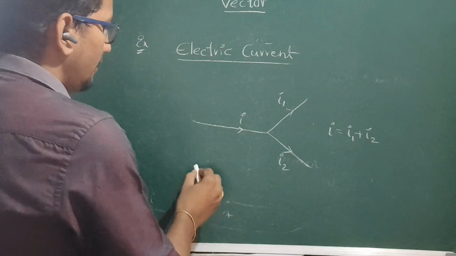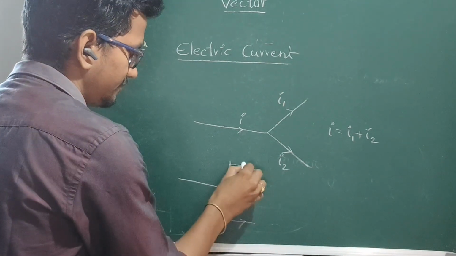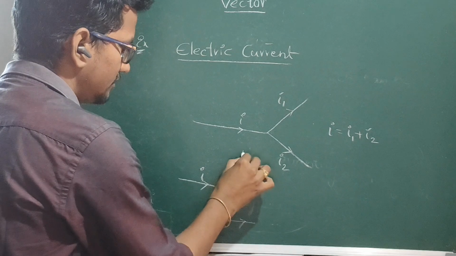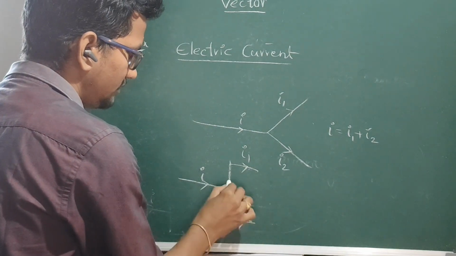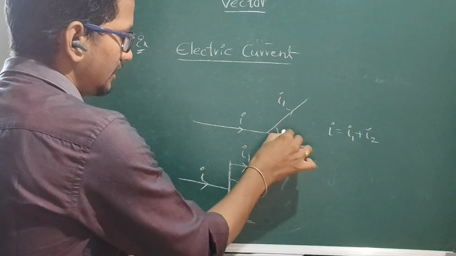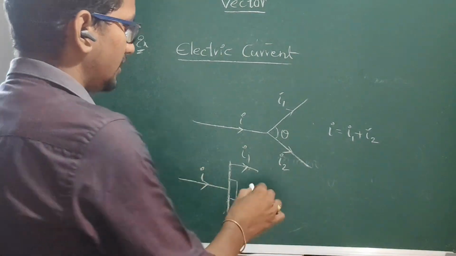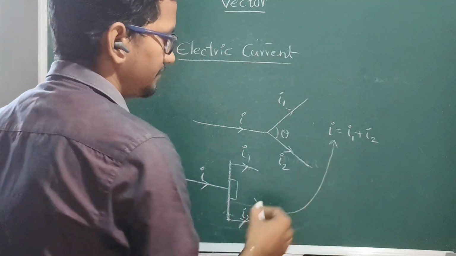In the same way, if you want to take another path like this, the current I1, current I2. What is the meaning? The angle can change. Here only theta is there. Here only 90. Exactly. Yes or no? The angle changes, but the total amount of current is the same.